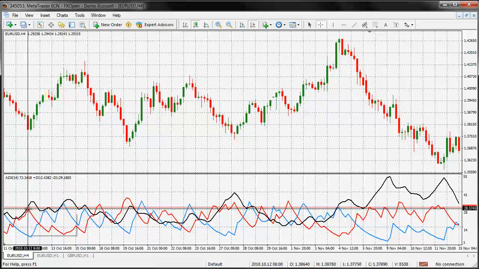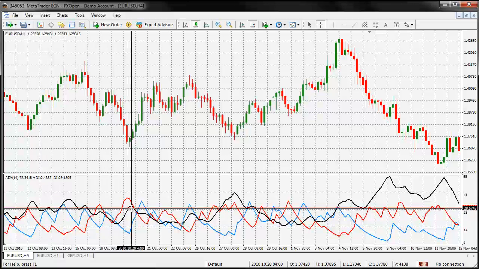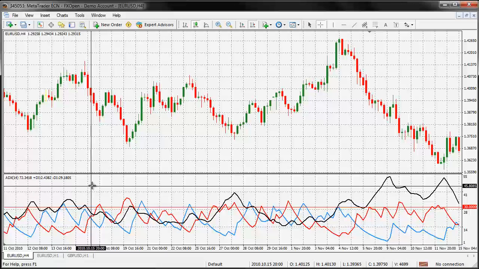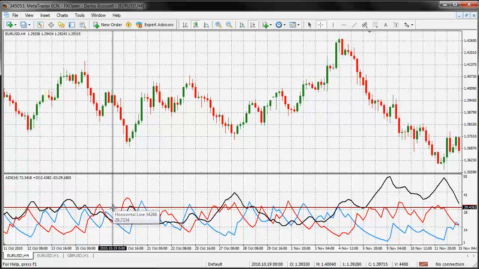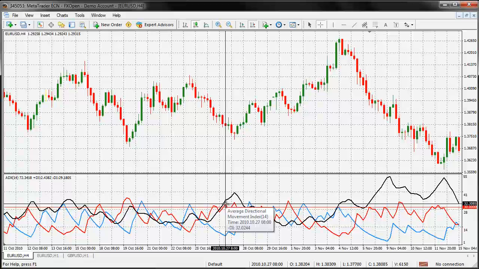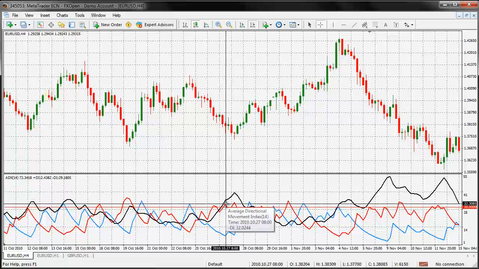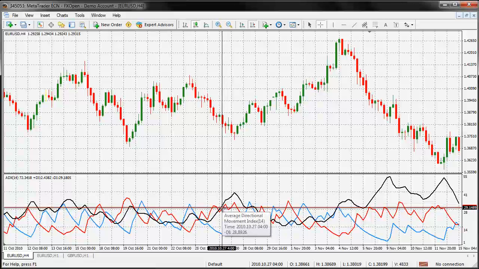When you see the history of this black line kind of not really piercing over the 30 line, then there's a pretty good chance it's saying to you that you're only going to get a small pip gain if you were to open any trades that fit the criteria that I've explained to open buy and sell trades. But as I say, you're going to have to be very nimble.